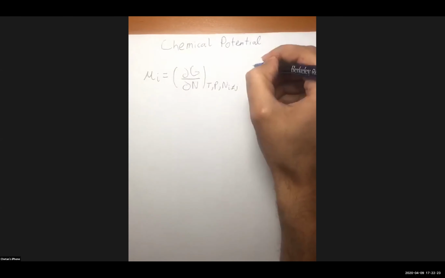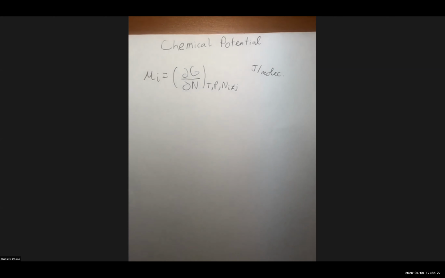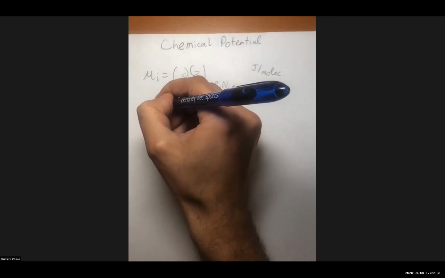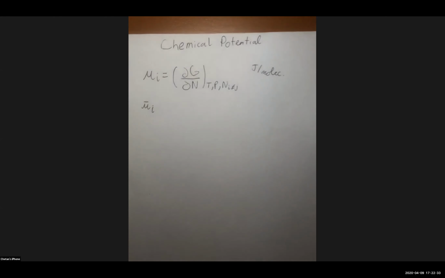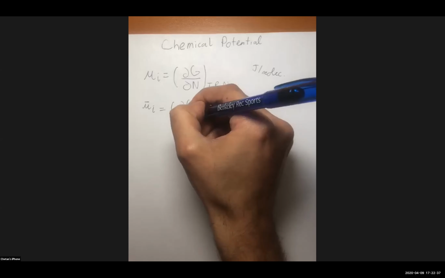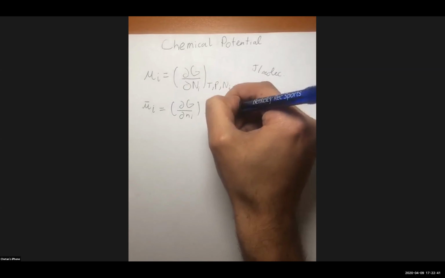In this form, we have units of joules per molecule. We can also write, which is more common and what I think you'll be seeing more of, the molar chemical potential, which is similar, except we're dividing by the number of moles n. Same thing here.